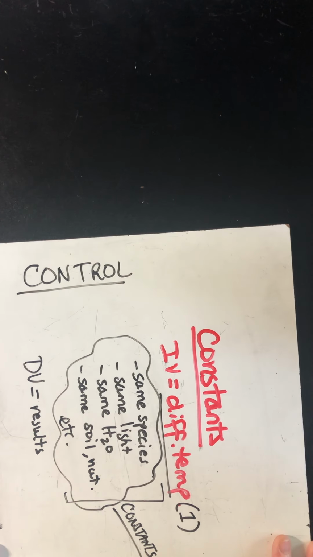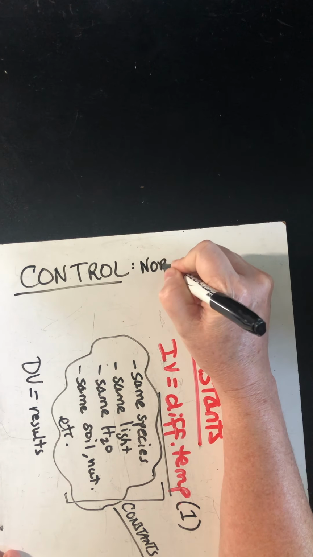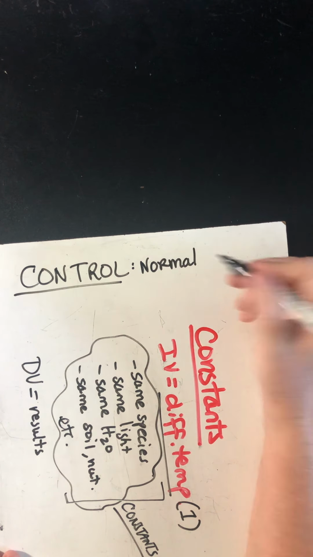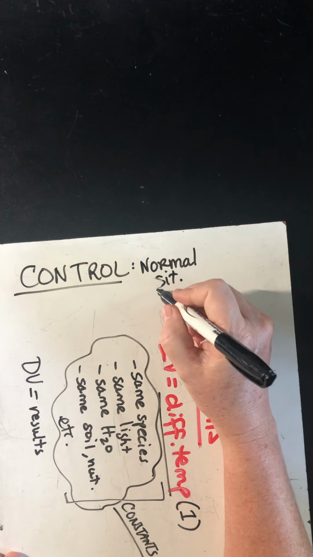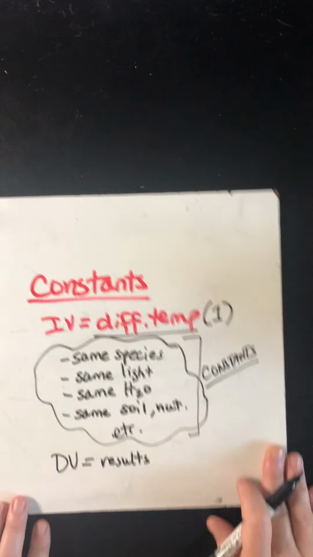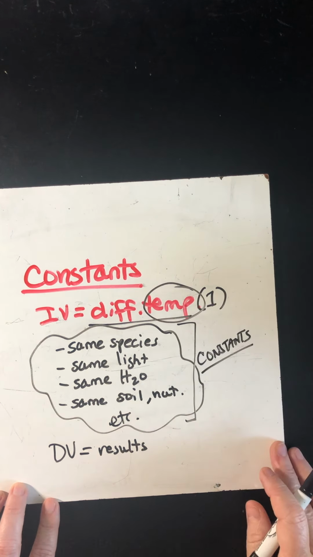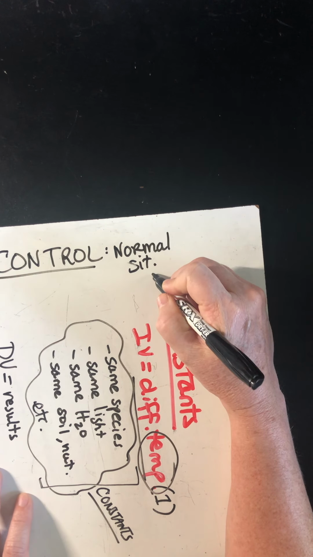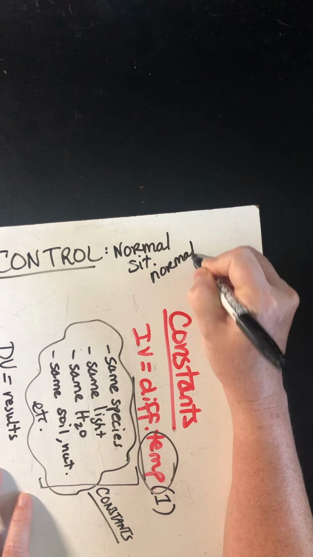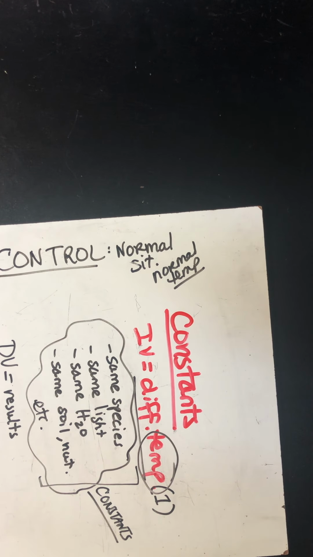Now the control is the situation or normal scenario for whatever you're testing. In this lab, I told you we're going to test different temperatures, okay? So in this lab, the control would be the one that is at the normal temperature, whatever the temperature is of that organism.